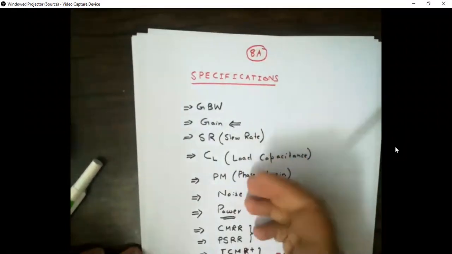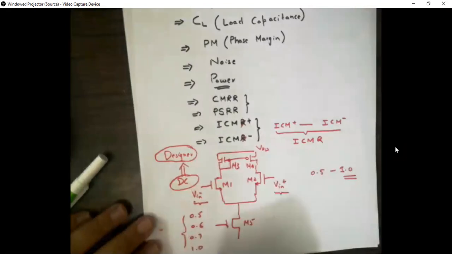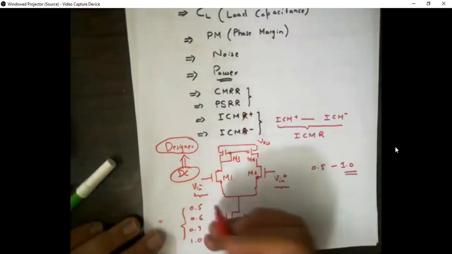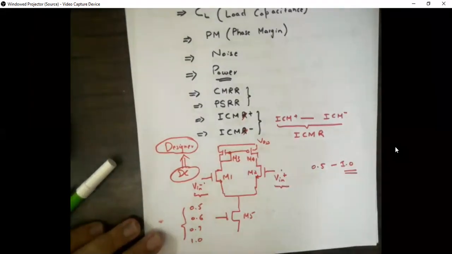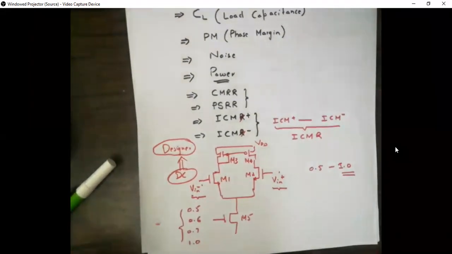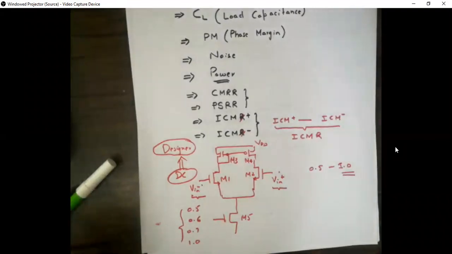The specifications should be met for these values, from 0.5 to 1. And since it is common mode, the same value will be on the input side and the same value on the output side. So this ICM is very much important in that sense. Any question related to the ICM thing? Then we'll put some numbers to start the design.